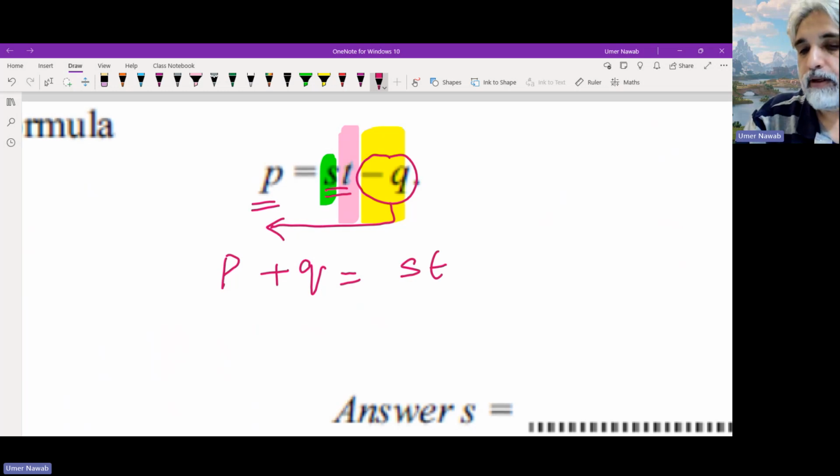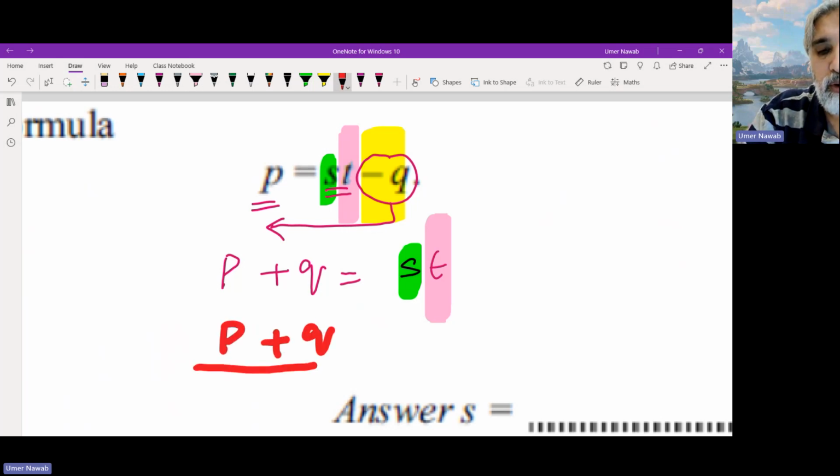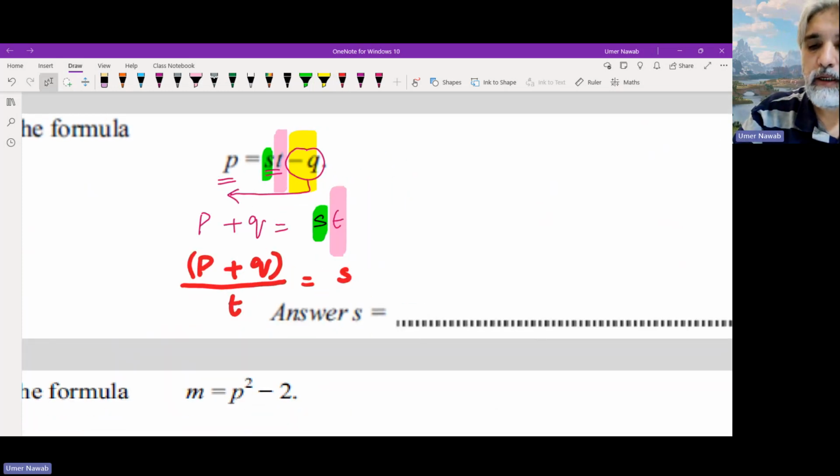And ST is already there. Now, as you remember, I wanted to make S as a subject, and this T is multiplying with it. So what is the opposite of multiplication? The opposite of multiplication is division. So my final answer will be P plus Q whole over T is equals to S. If you want to keep the brackets on, that's fine. You can do it. So that's your final answer: P plus Q whole over T.